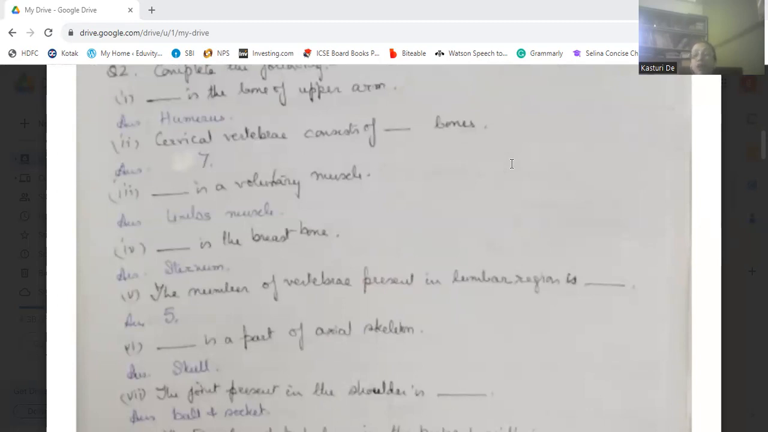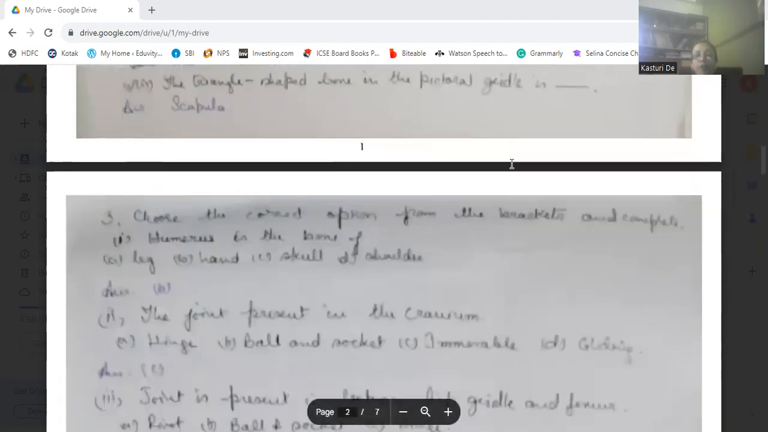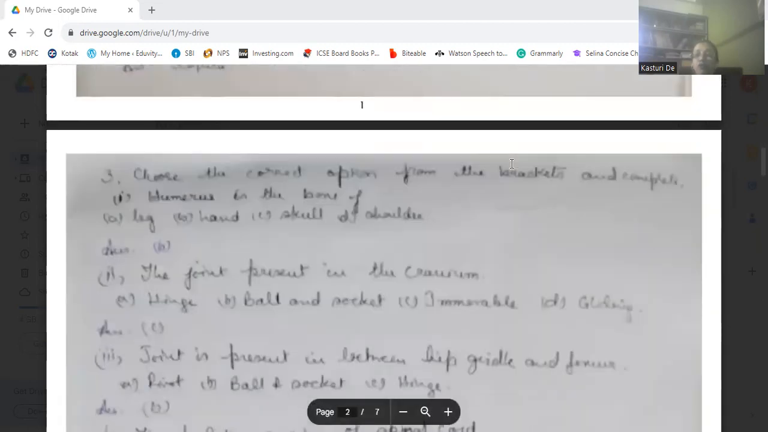The skull is a part of the axial skeleton. The joint present in the shoulder is ball and socket joint. The triangle shaped bone in the pectoral girdle is known as scapula. Then choose the correct option from the bracket and complete the sentences.